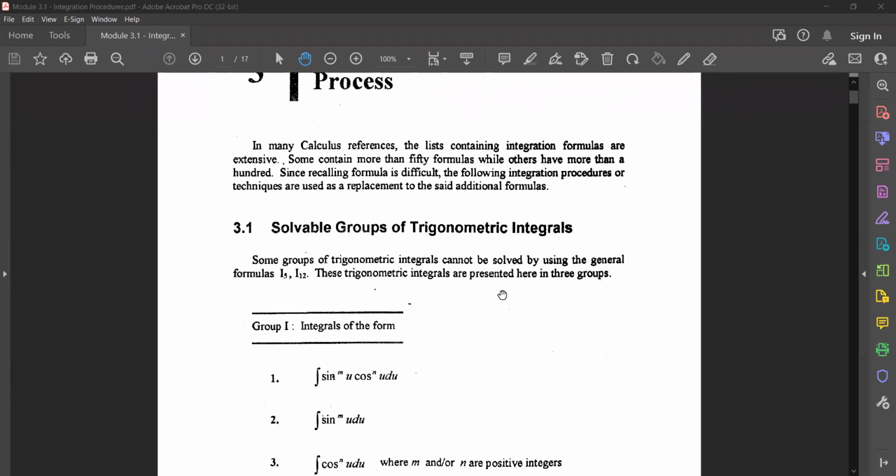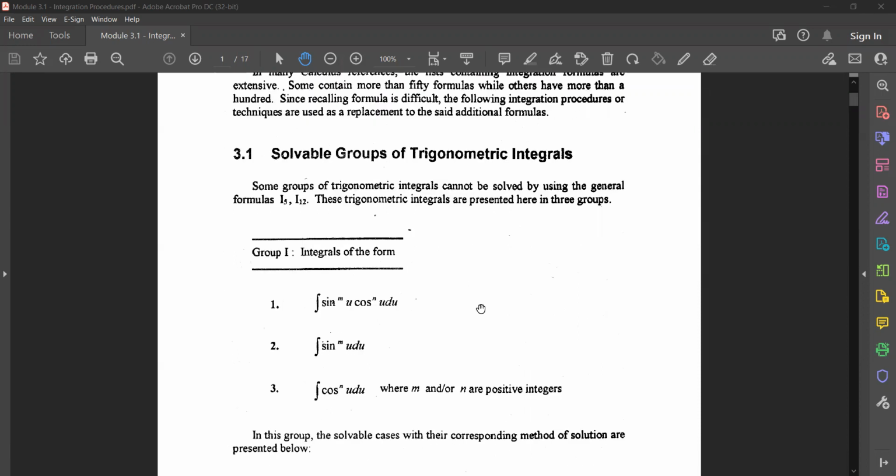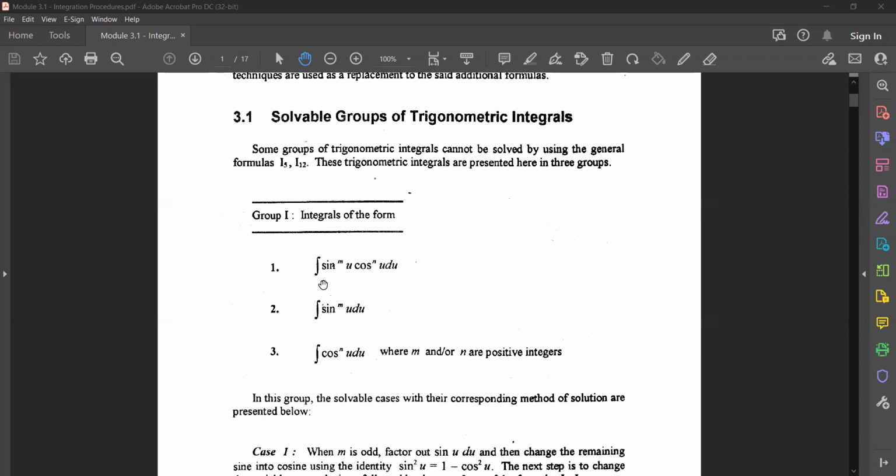The following integration procedures or techniques are used as a replacement to said additional formulas. So first, we have the solvable groups of trigonometric integrals. So we have 3 groups. Okay, so the first group, ayan, ito yung sinasabi ko that some groups, no, of integral or trigonometric integrals cannot be solved using the general formulas. Ito yung I sub 5 natin tsaka I sub 12. Ito yung nasa general formula ng trigonometric integral. Yan. So dito, dinivide natin siya into 3 groups, no? So we have here the first group. So we have 3 formulas wherein meron tayong case by case, no? So this can only be used with the following corresponding method, no?